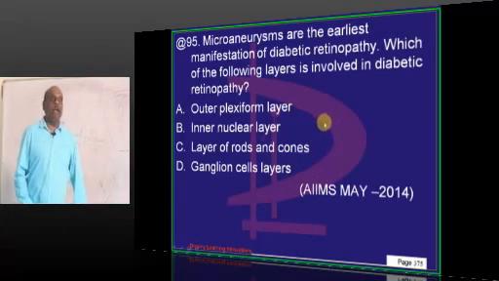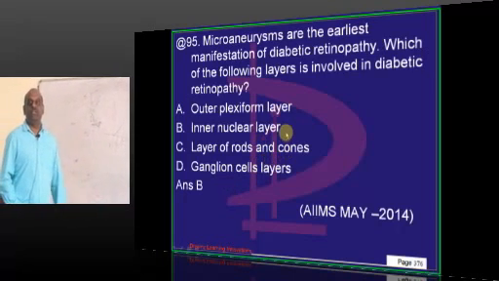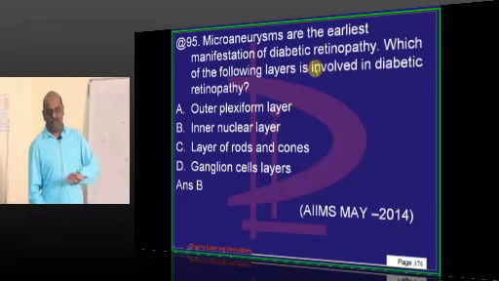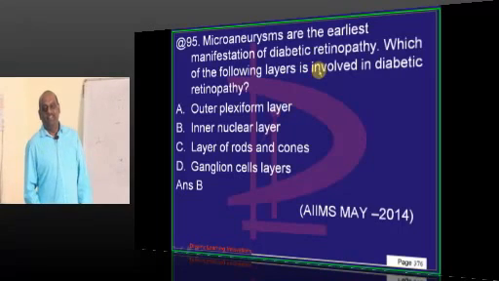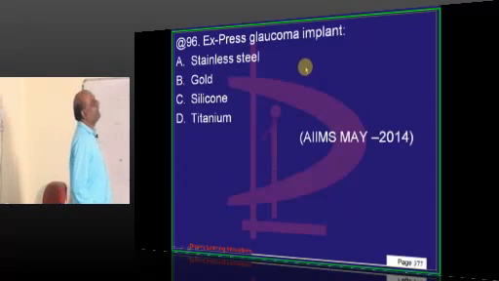Then, doctor, microaneurysms are typically found in which layer? The examiner checks your retina layer by layer, whether you are eligible for coming into Ansari Nagar or not, in Delhi. So, the inner nuclear layer.